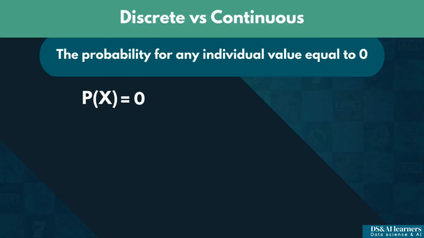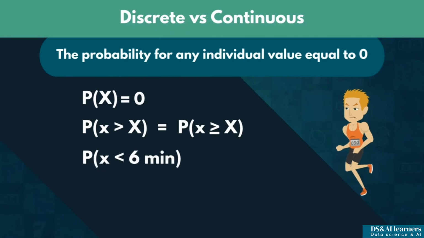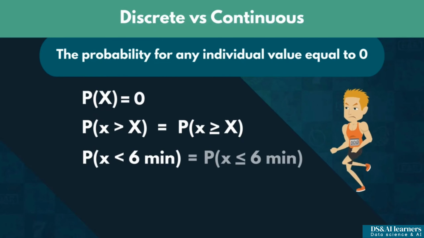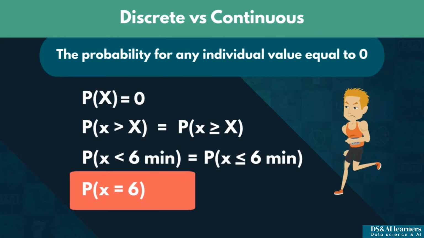This assumption is crucial in understanding why the likelihood of an event being strictly greater than x is equal to the likelihood of the event being greater than or equal to x for some value x within the sample space. For example, the probability of a college student running a mile in under 6 minutes is the same as them running it in at most 6 minutes. That is because we consider the likelihood of finishing in exactly 6 minutes to be 0. That wasn't too complicated, was it?